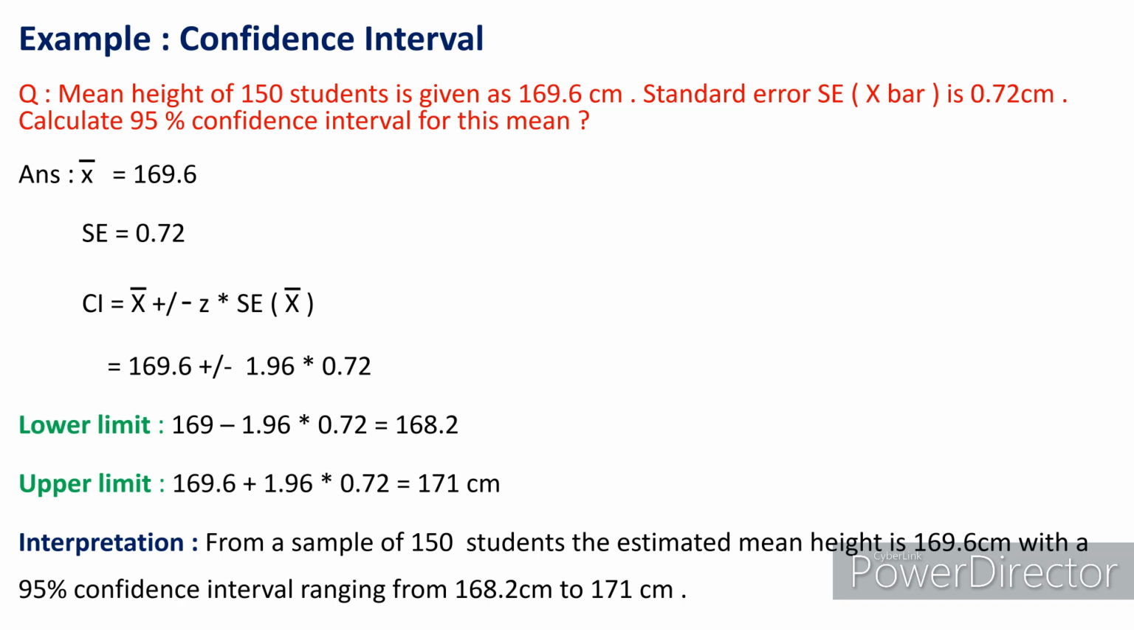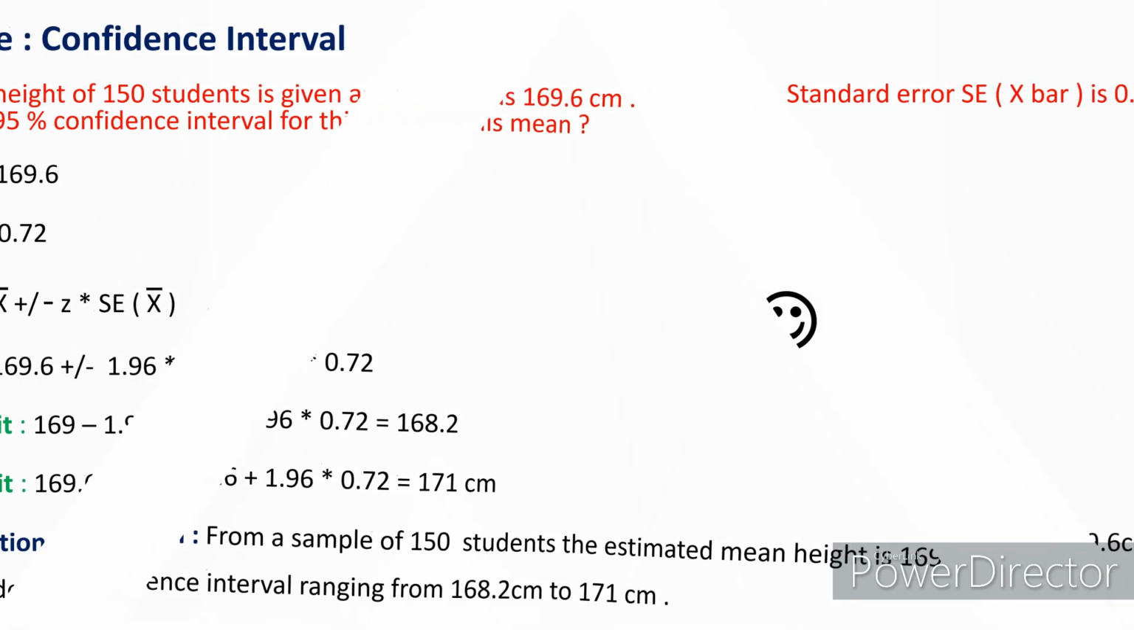So how to interpret confidence interval? It is very important. Even when you go through any article, you come across this, right? So be cautious about it. So in this example, we can interpret this as, from a sample of 150 students, the estimated mean height is 169.6 with a 95% confidence interval ranging from lower limit, that is 168.2 to 171 centimeters, which is the upper limit. Thank you.